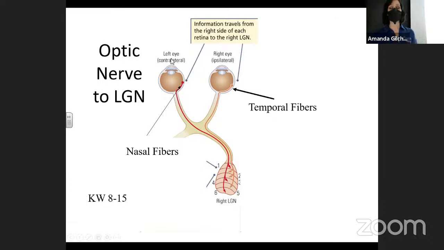So just as a reminder, contralateral means opposite. So in this case, the right retina is contralateral. It's on the left eye. Ipsilateral means the same side.